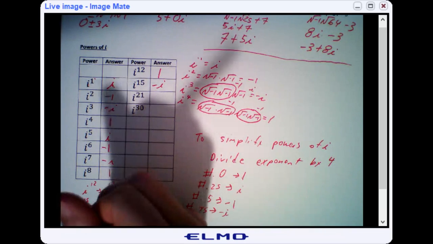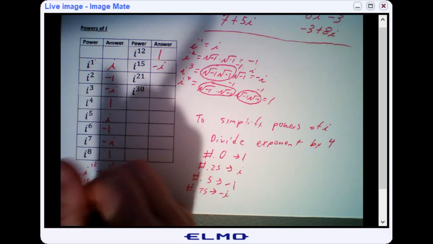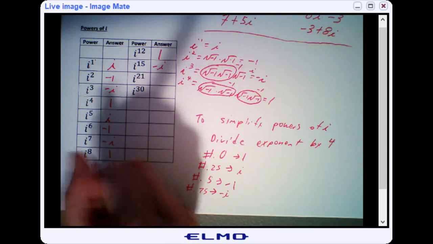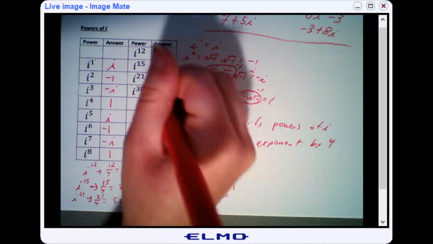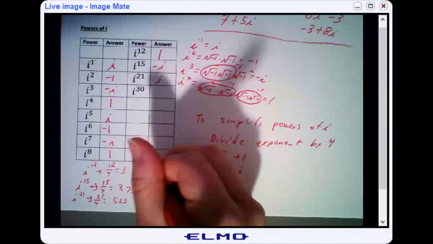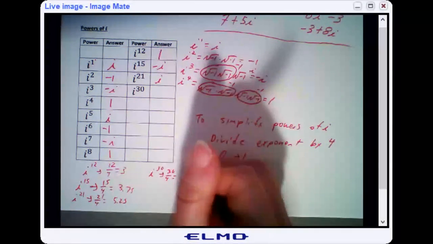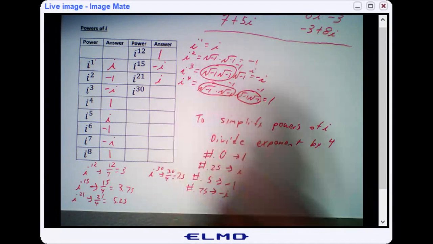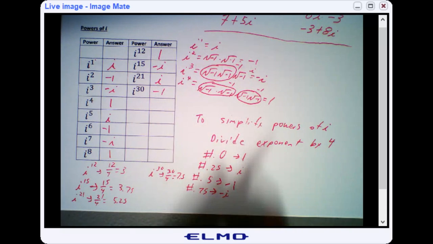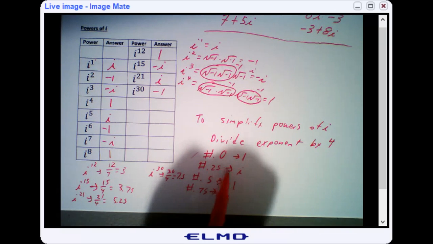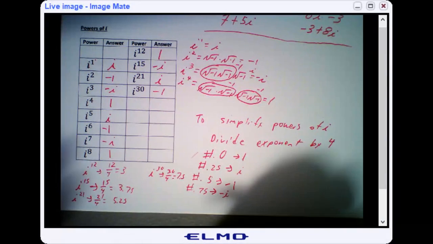If I have i to the 21st, 21 divided by 4 is 5.25, so my answer is going to be i. And then if I have i to the 30th, 30 divided by 4 is 7.5, so that's going to give me -1. So if you memorize this, you don't have to sit here and continually do the pattern until you can figure it out.